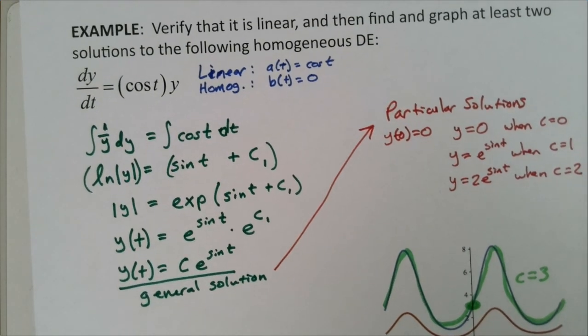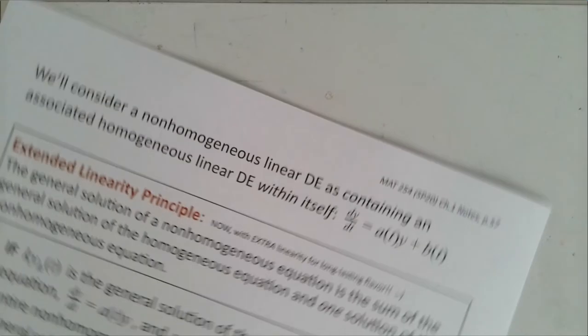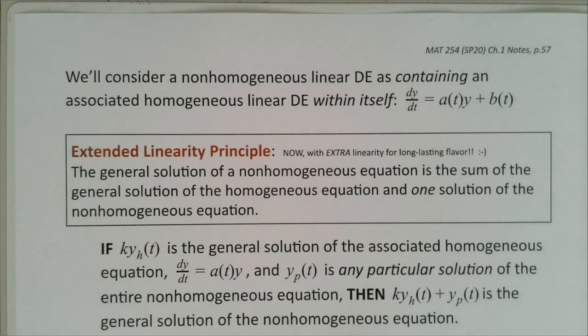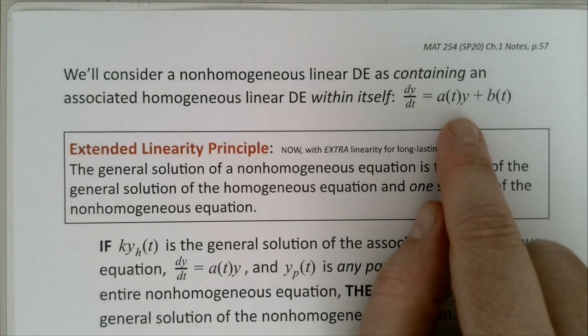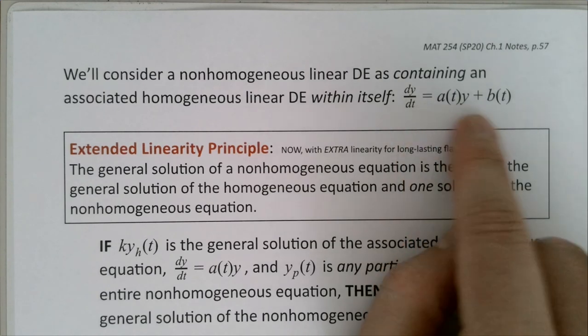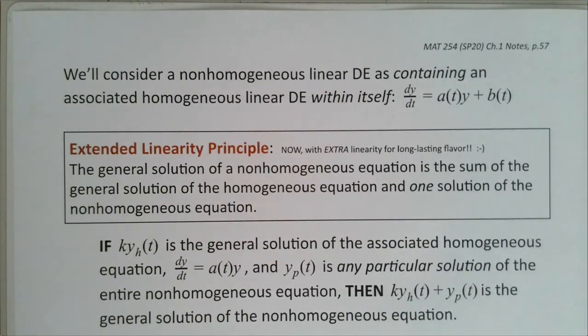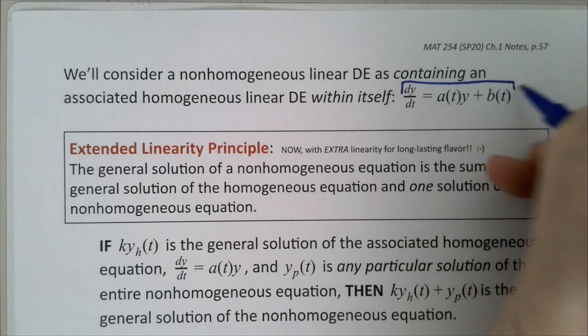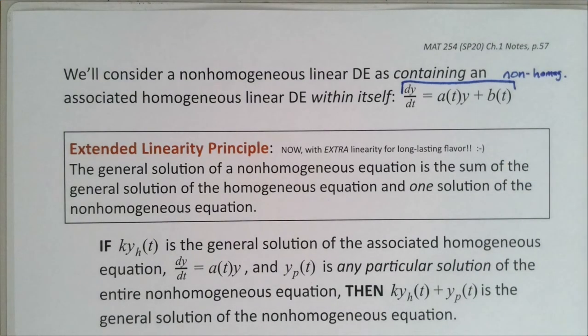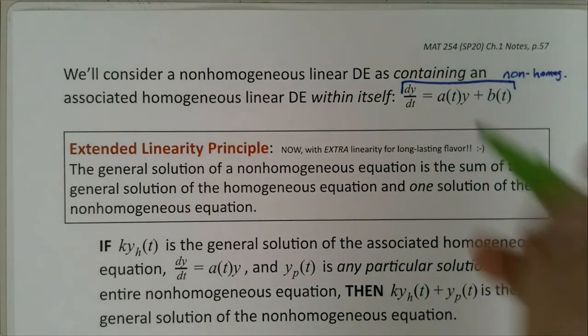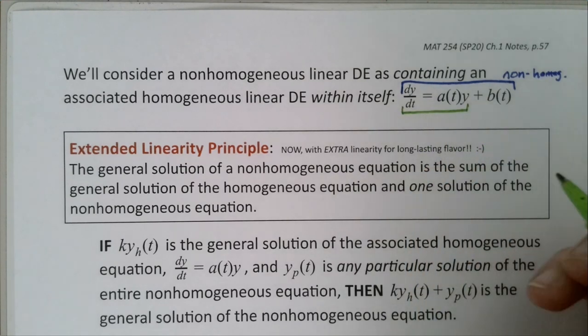Well, that's what we're going to take a look at on the next page. We're going to consider a non-homogeneous linear differential equation that contains an associated homogeneous linear differential equation in itself. So this is what a non-homogeneous differential equation looks like. Everything over there is the non-homogeneous differential equation.